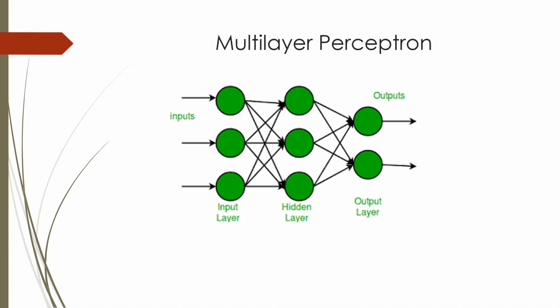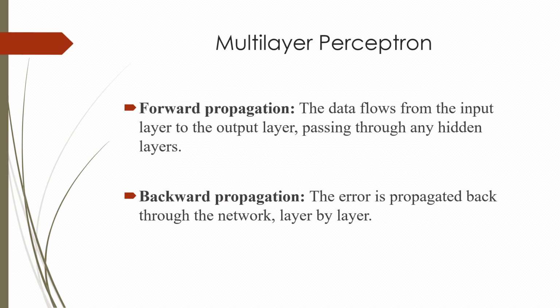What is a multi-layer perceptron? As the name indicates, we have multiple layers. At minimum we have the input layer, hidden layer and output layer. What is the task of the input layer? It receives the input from the data set. The hidden layer gets the input from the input layer, processes it and generates the output, and then the output is fed to the output layer. This is how the multi-layer perceptron works.